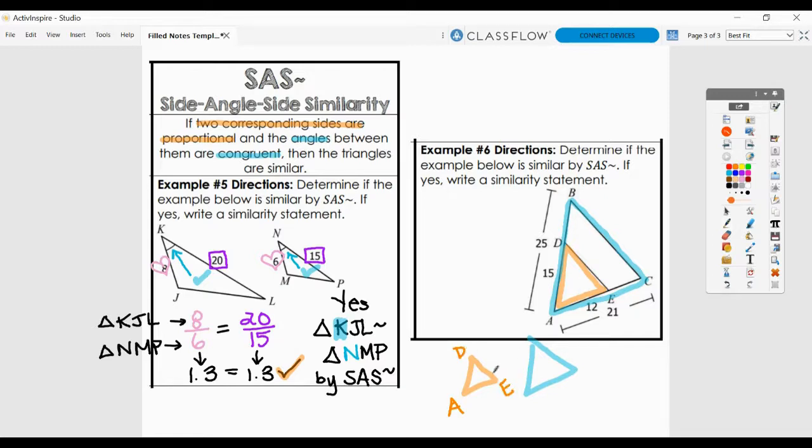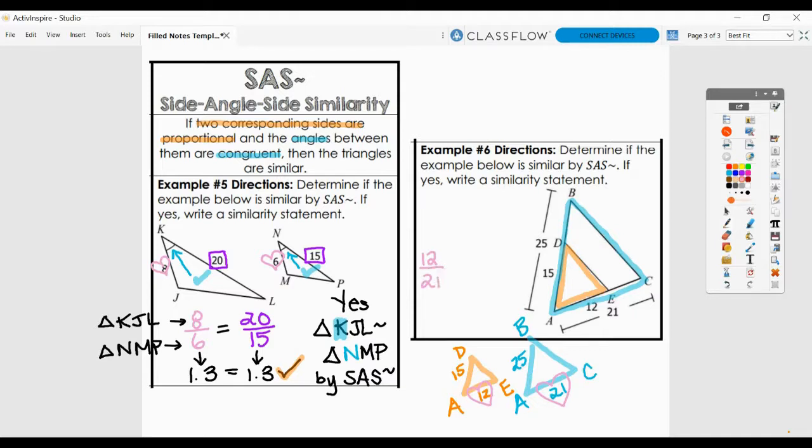So in this triangle ADE here, I have 15 and 12 known. Those are my two sides there. For ABC, that large triangle, I have 25 and 21 known. So those are where I get my two triangles from. Now I can match up my parts here. The smallest side in my orange triangle ADE is 12. So 12 will match up and go with 21, the smallest in my second triangle ABC.